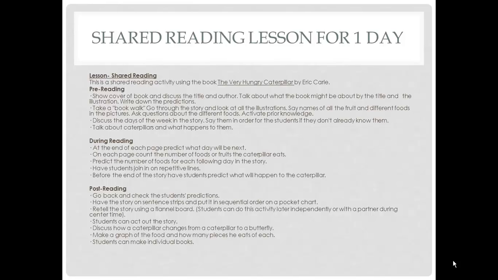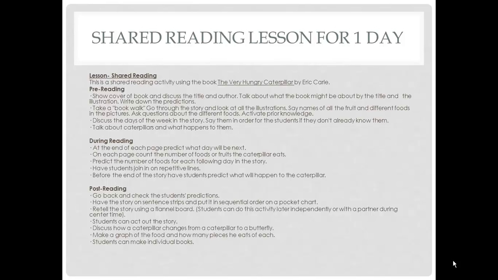This is a sample lesson of a shared reading that consists of one day. Sometimes lessons may consist of one day, sometimes they can consist of 3 to 5 days. In this lesson of shared reading, the activity is using the book The Very Hungry Caterpillar by Eric Carle.